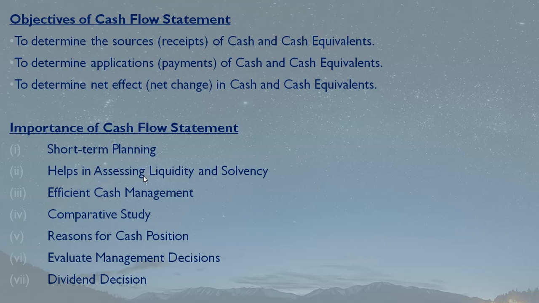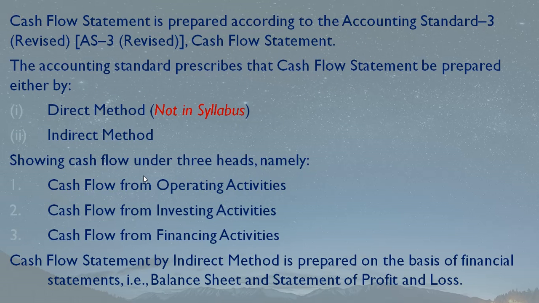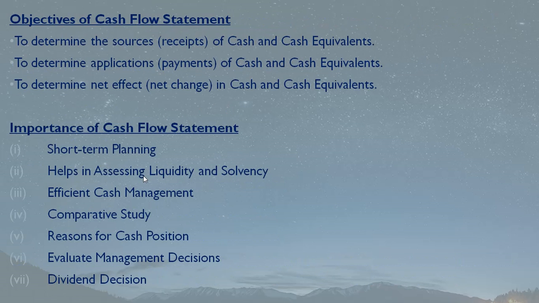The cash flow statement gives information relating to surplus or deficit of cash in any of the three activities that were discussed before, that is operating, investing, or financing activities. Whether there is surplus or deficit in operating activities. If there is deficit, how it can be converted into surplus. That will be discussed in efficient cash management.